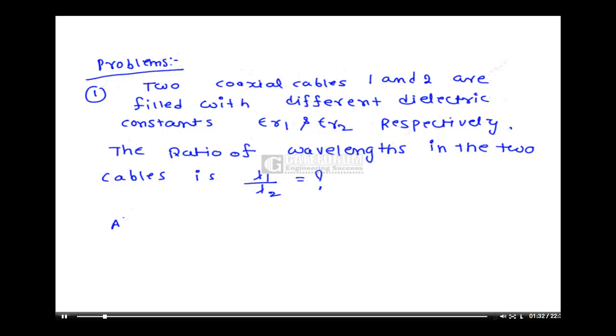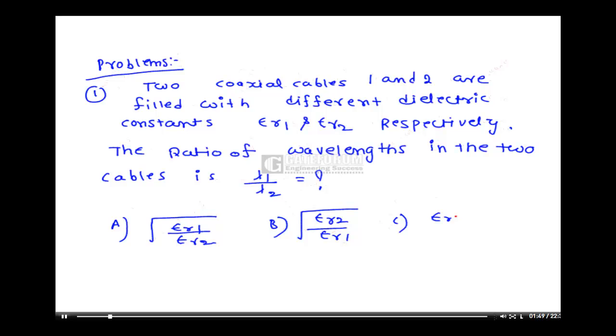Option A, square root of epsilon R1 by epsilon R2. Option B, square root of epsilon R2 by epsilon R1. Option C, epsilon R1 by epsilon R2. Option D, epsilon R2 by epsilon R1.